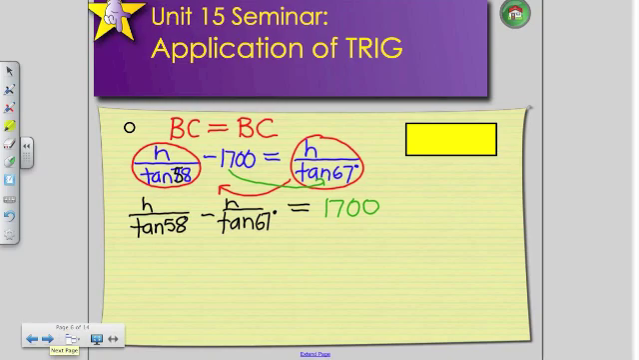Remember, we are not punching anything into the calculator yet. The next step is to look at the left-hand side, and I notice I have a common H for both of those terms. So what I'm going to do is take the common H out.